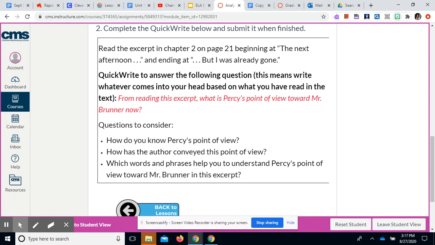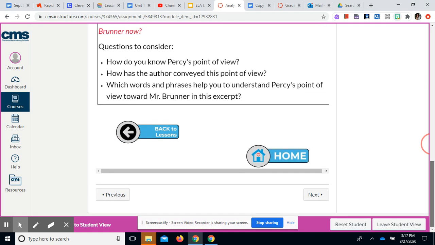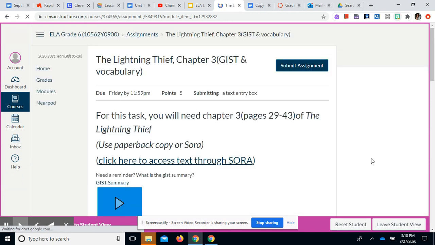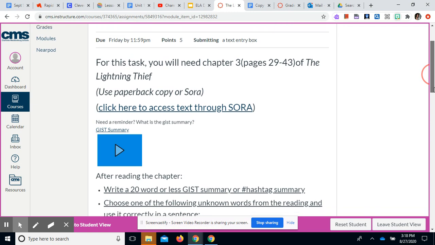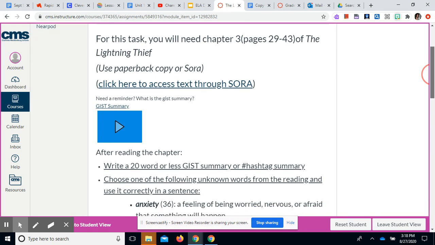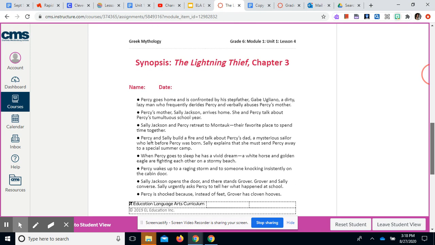We discussed how Percy feels differently toward Mr. Bruner after that conversation in front of classmates. We get inside Percy's head and we get to see his thoughts, and we get a physical reaction to how he feels after that conversation. You then are being led to do a gist and vocabulary for chapter 3. We read an excerpt in class that you can also refer to. We have a synopsis here provided for you as well.